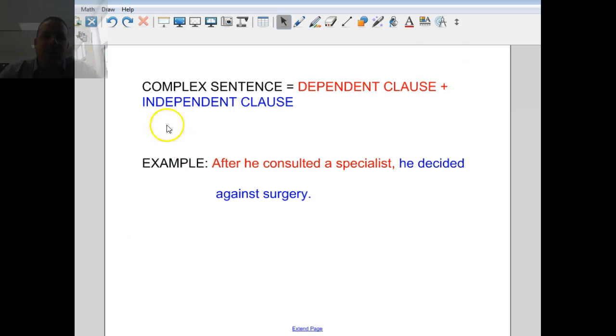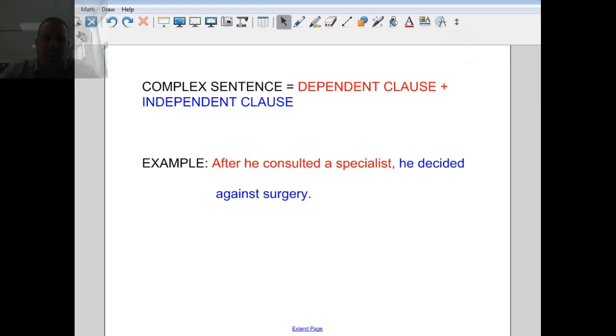And so just to review, our complex sentence has a dependent clause plus an independent clause. And so, for an example, we have: after he consulted a specialist, he decided against surgery. And so I have in the red, the dependent clause. Remember, you always have your nice subordinating conjunction here, the word after. And then your independent clause, he decided against surgery, that's all in blue. So that should help you a little bit there if you're still confused about complex sentences.